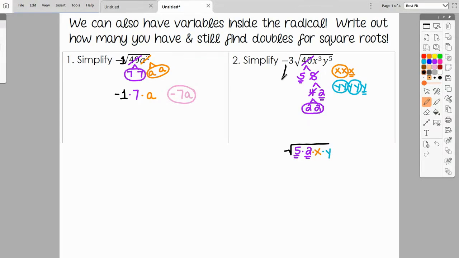Outside, I have the -3 I cannot forget to bring down from the problem. I'll multiply that by the 2 I circled to bring outside, as well as the x I circled as a pair to bring outside. And then I circled 2 pairs of y's, so I will make sure I have 2 y's outside. And the easiest way to do that is y squared. That symbolizes 2 y's outside. Multiplying my numbers outside, I get negative 6xy squared. Square root inside a 10, because that's what 2 times 5 is, xy.